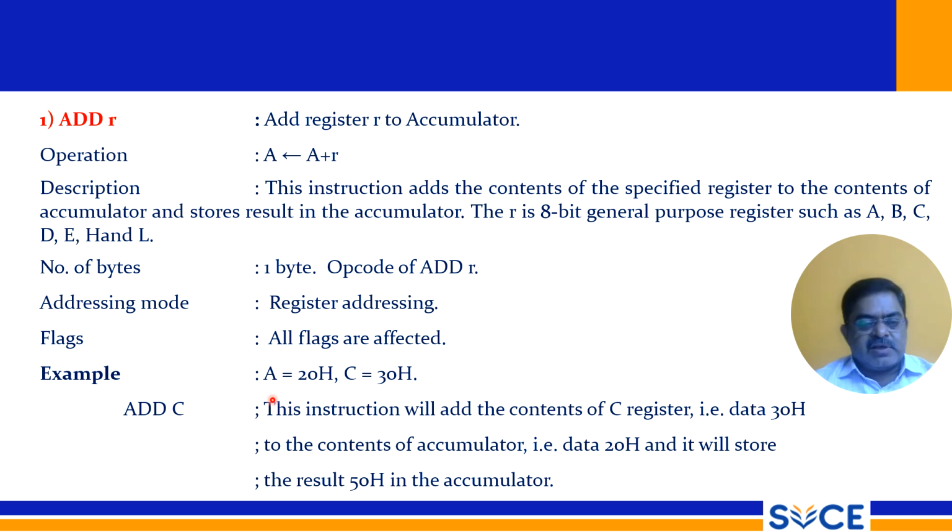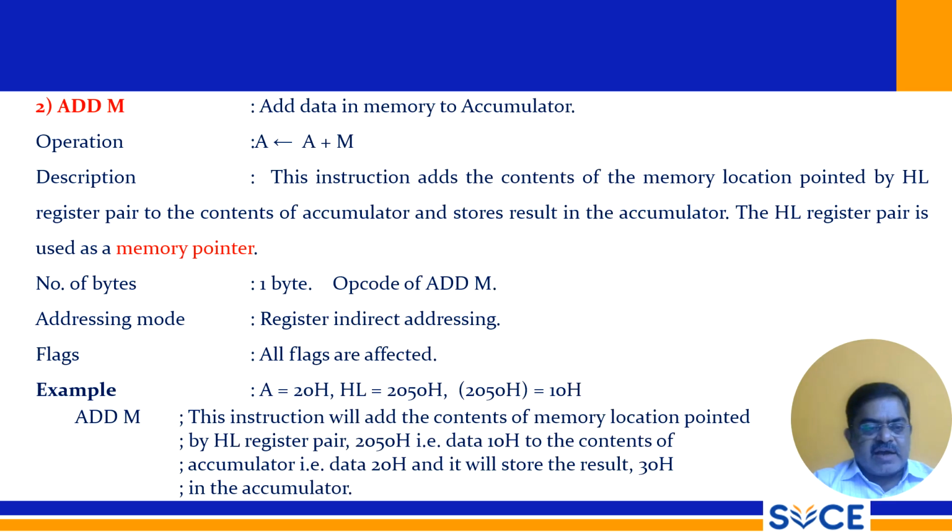Here A is 20H and C is 30H. ADD C: the contents of the C register will be added to the accumulator contents, and the result will again be stored in the accumulator itself. So 50H will be stored in the accumulator. That is the first one. Next, ADD M. The contents of the memory location pointed to by the HL register pair will be added to the accumulator contents, and the result will be stored in the accumulator.